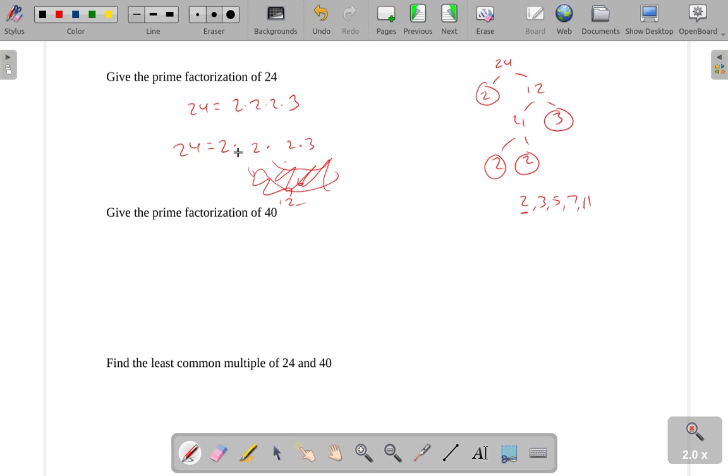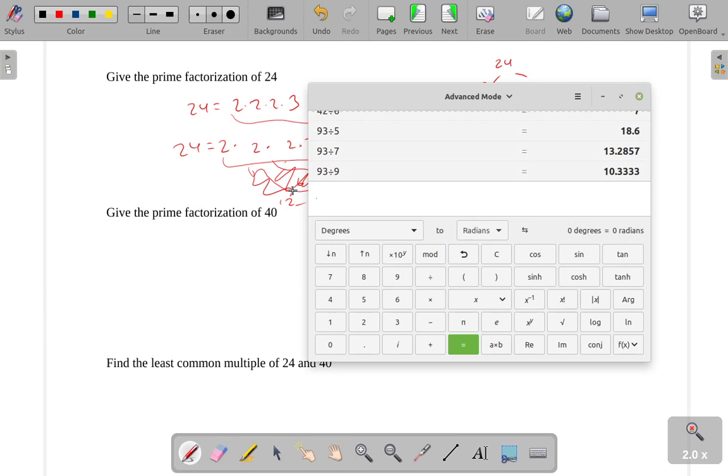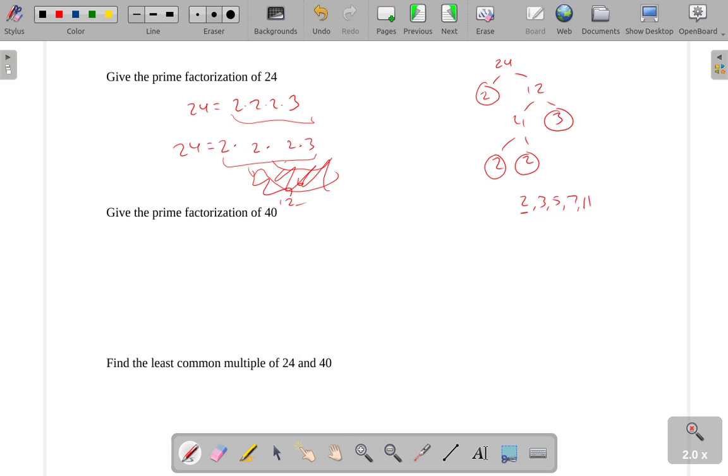It's a good idea, whether you're doing it this way or this way, to plug this bit back into the calculator and make sure it actually does work out. So 2 times 2 times 2 times 3. It's easy enough to type into the calculator and make sure that you got your prime factorization correct, that the product of those numbers actually is 24.